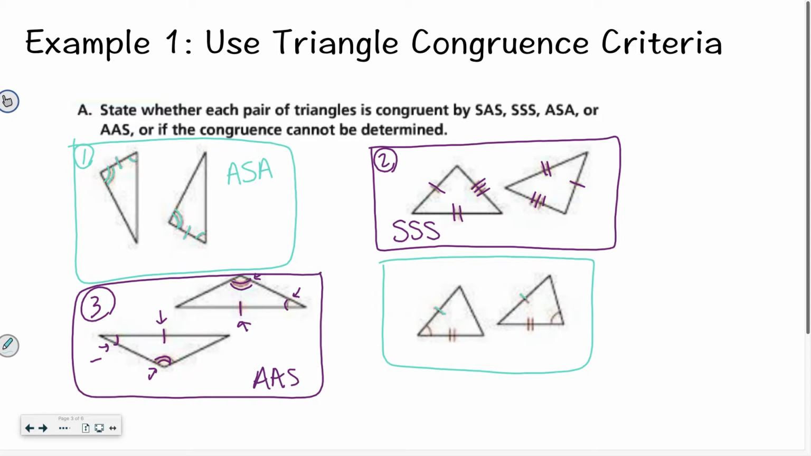All right, let's look at this next one. I have a side, and then I have an angle. If I look, that angle is between my two sides. Whereas over here, that angle's not between the two sides. I would have to have this angle in order for these to be congruent. So these two are not congruent.